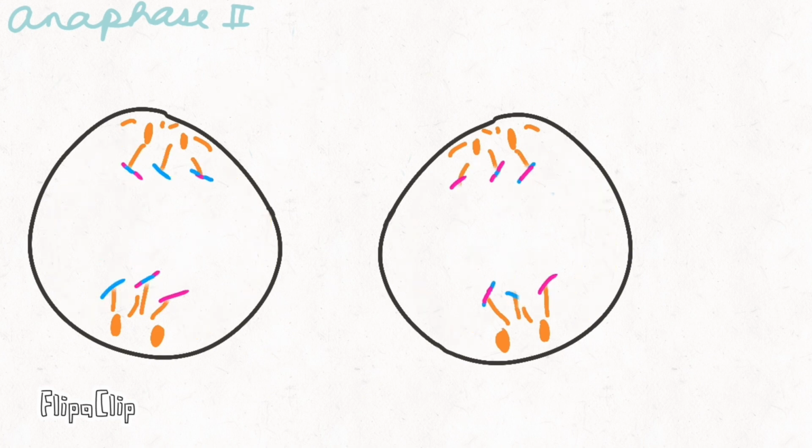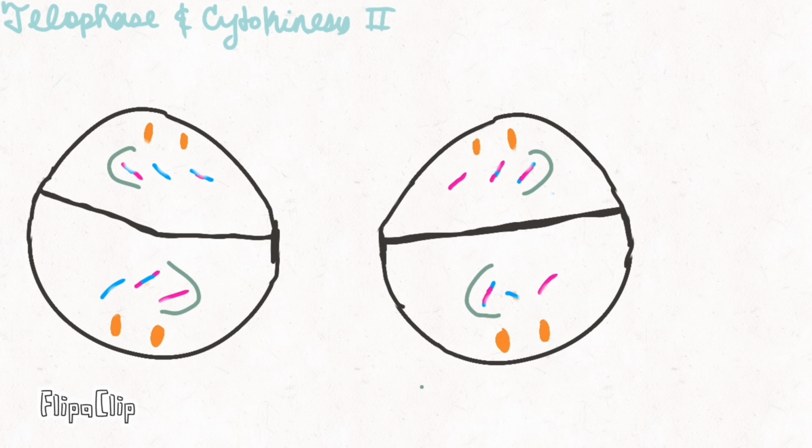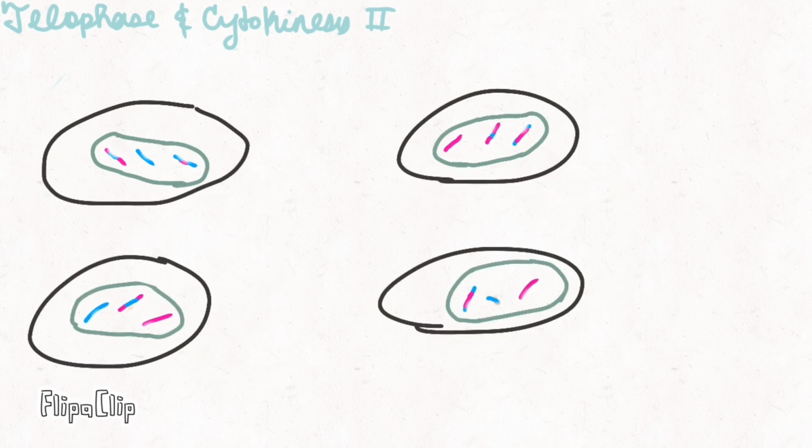The last stage of meiosis is telophase and cytokinesis 2. The nuclear envelopes reform around 4 nuclei, and the cleavage furrow splits the cells into 4 haploid daughter cells.